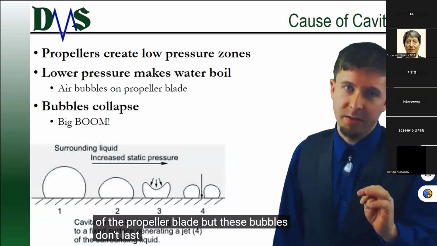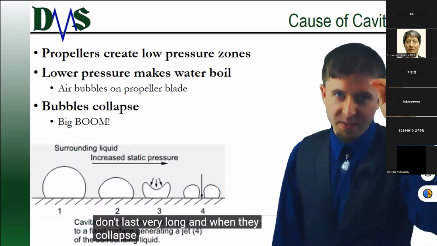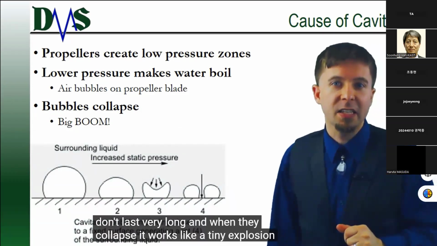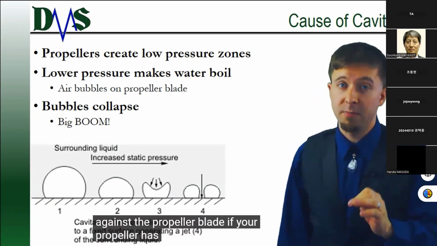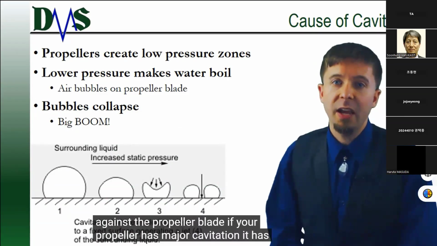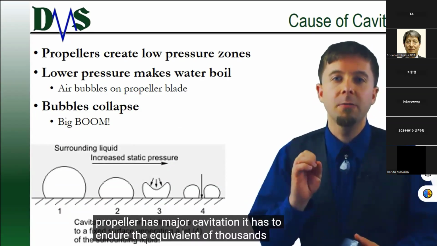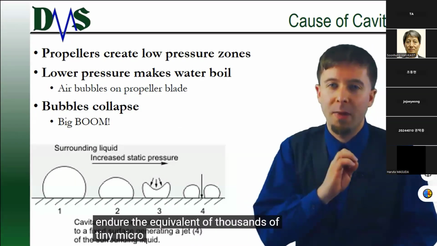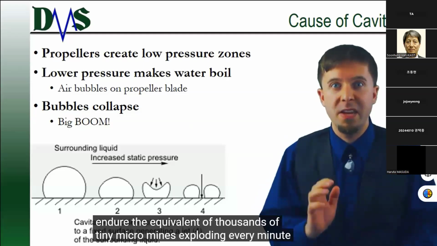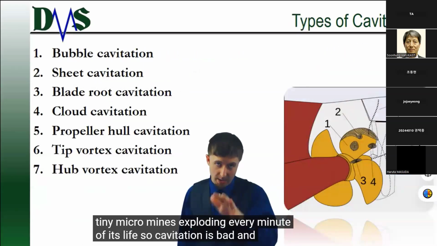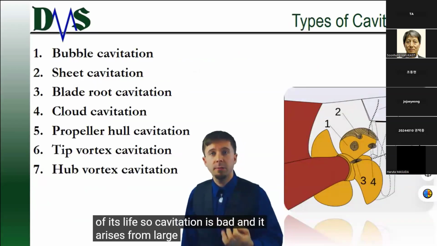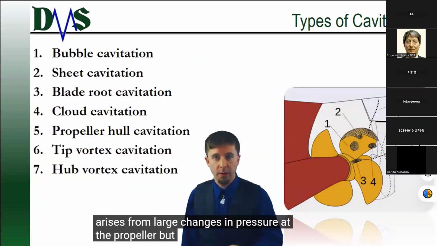But these bubbles don't last very long, and when they collapse, it works like a tiny explosion against the propeller blade. If your propeller has major cavitation, it has to endure the equivalent of thousands of tiny micromines exploding every minute of its life. So cavitation is bad, and it arises from large changes in pressure at the propeller.